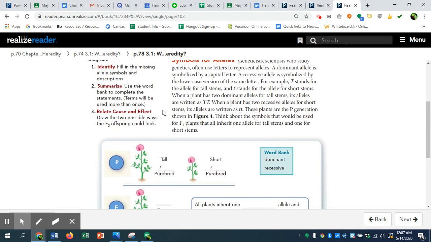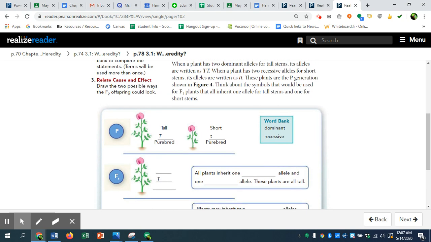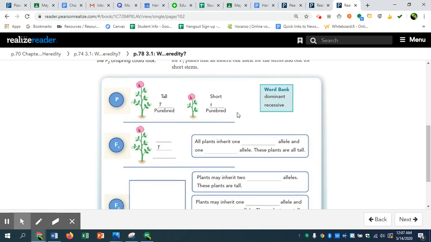All right, let's take a look at here. We're going to fill in the missing allele symbols and descriptions. We're going to use the word bank, the dominant and recessive words, to complete the statements. Then we're going to draw two possible ways the offspring could look. I'll show you how to draw today.